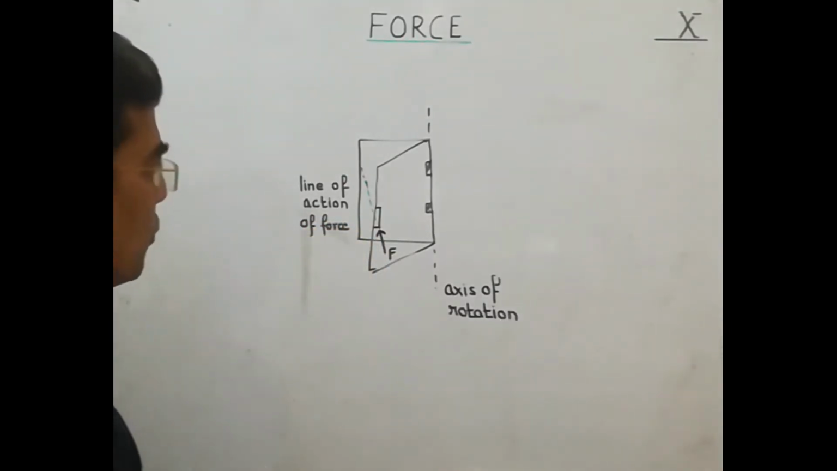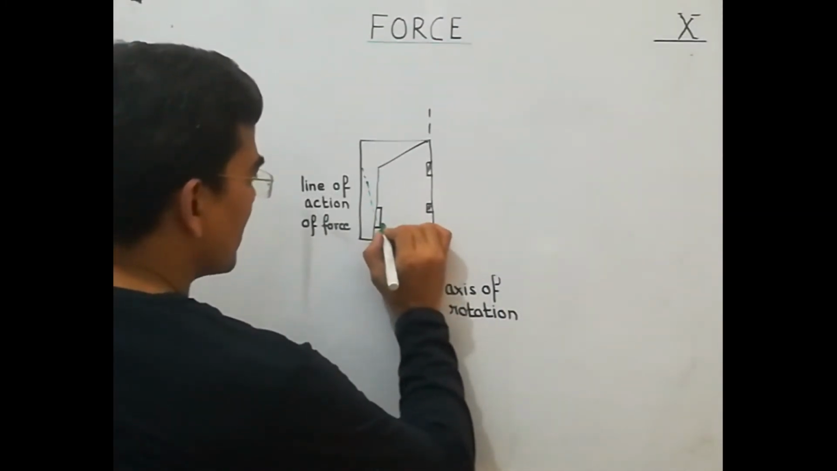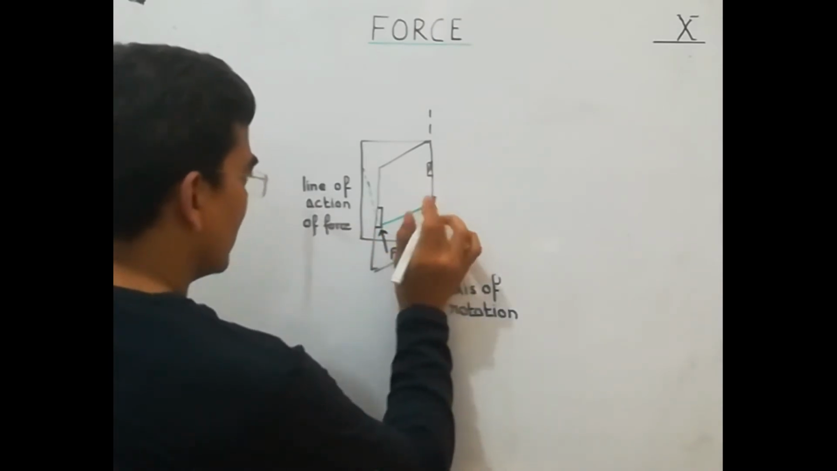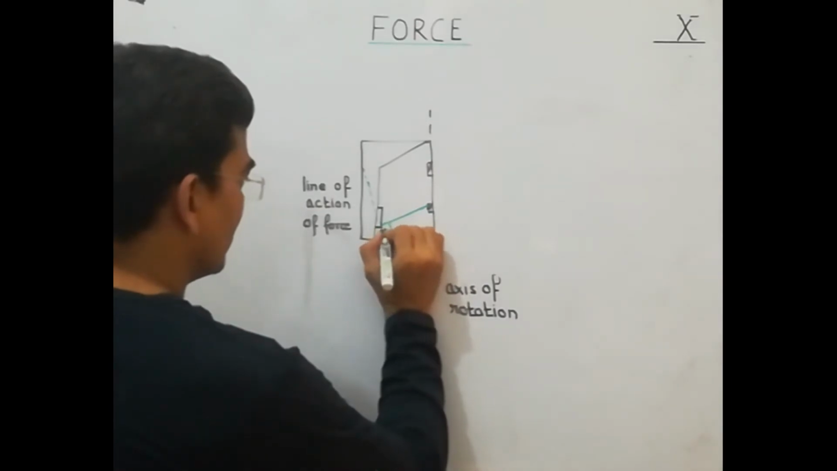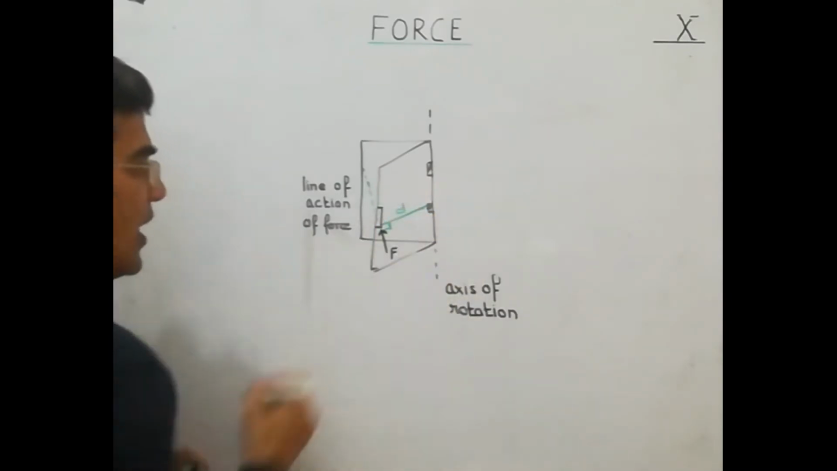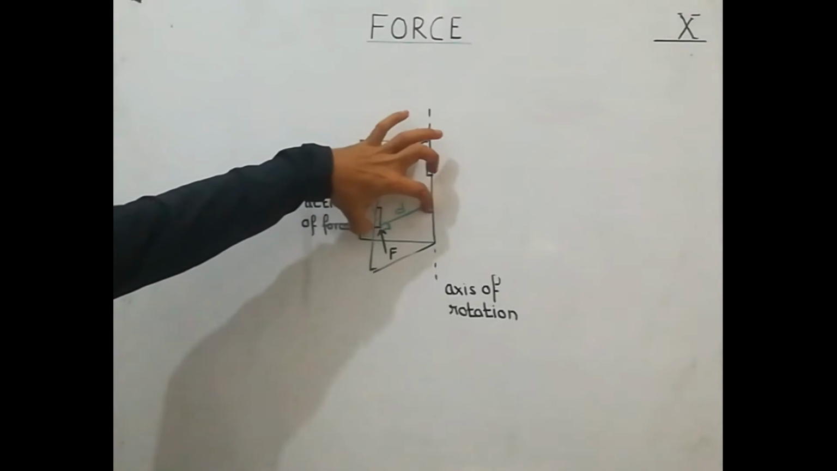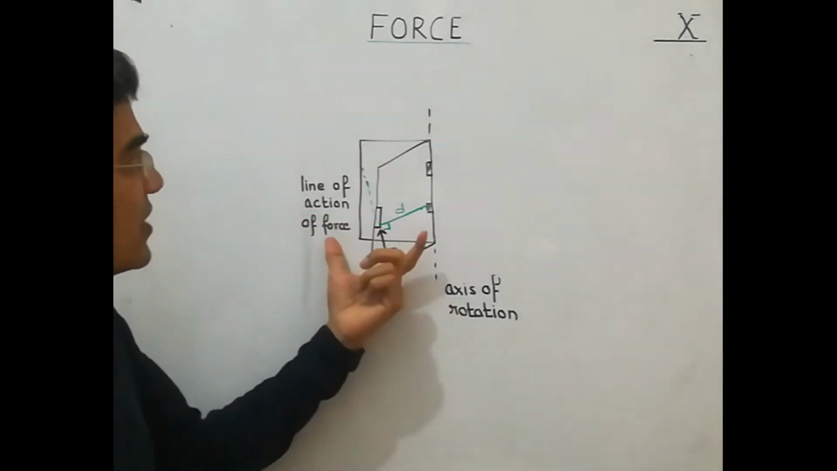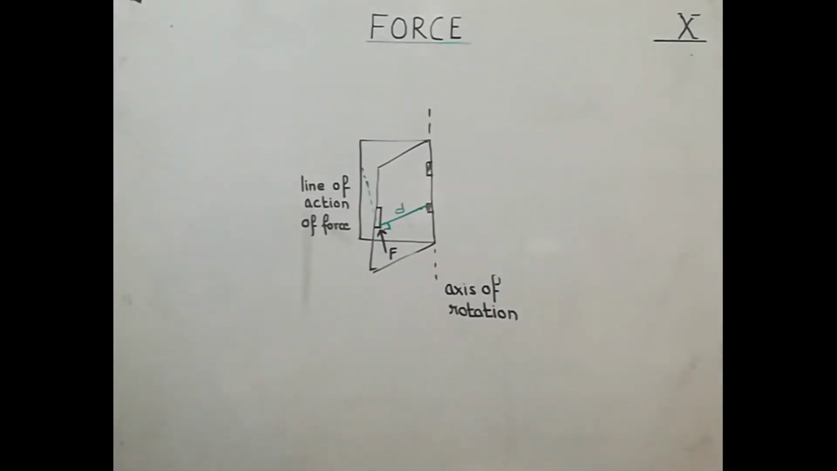So what we will do, we will take the perpendicular distance. We are going to take this perpendicular distance. And now the product of the force and the distance from the axis of rotation, these two will give you the moment, or you can say the torque required to open the door or close the door.